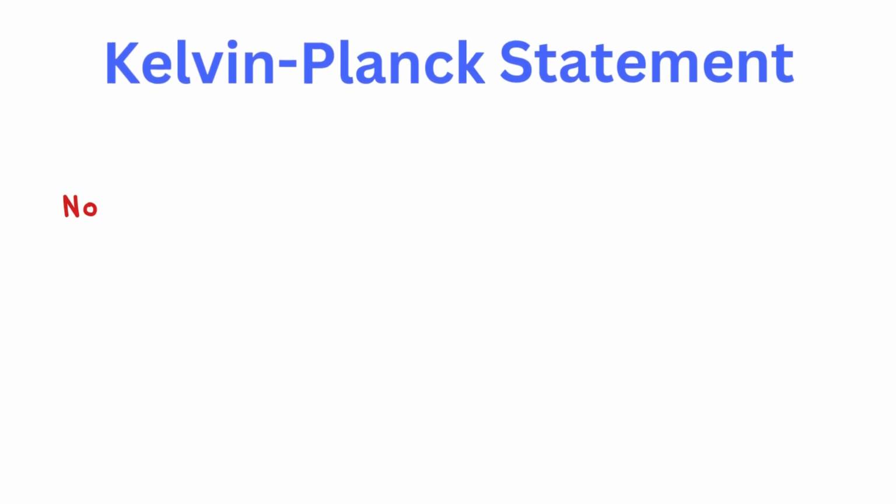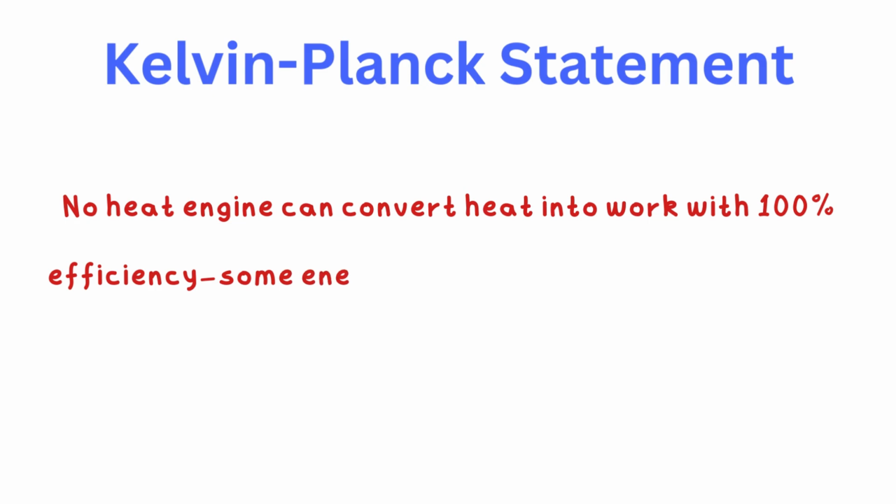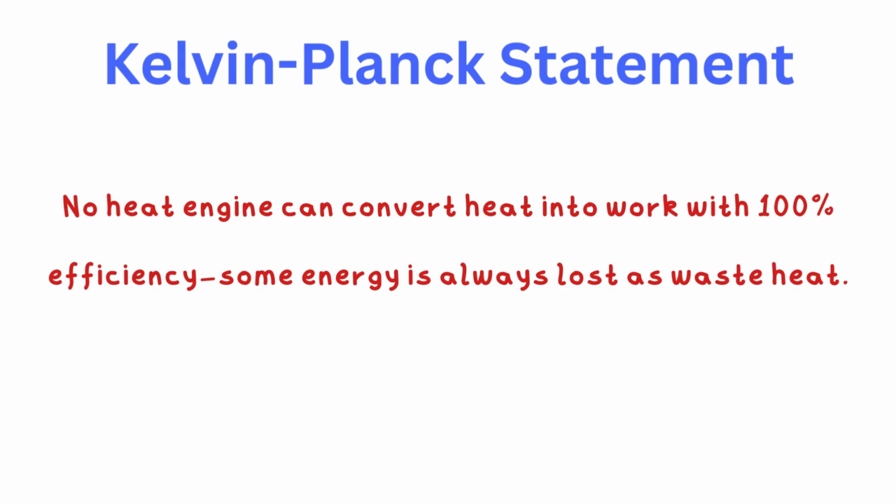So, to summarize, the Kelvin-Planck statement tells that no heat engine can convert heat into work with 100% efficiency. So, energy is always lost as waste heat. This is the second statement which you can use to define the second law of thermodynamics, because ultimately, it is also telling that some energy is lost. That means the entropy of the system has changed and it has released heat to the surrounding, increasing the total entropy of the system plus surrounding.